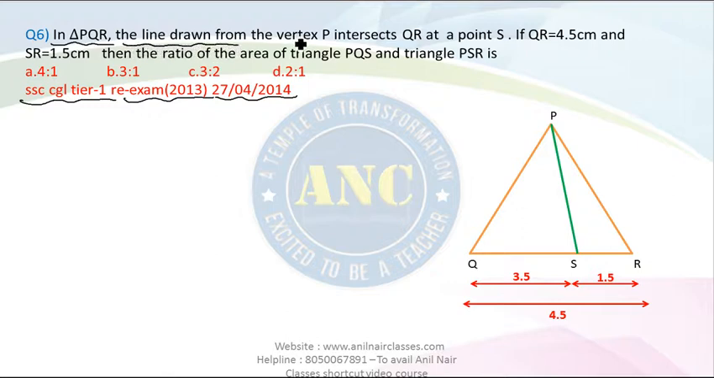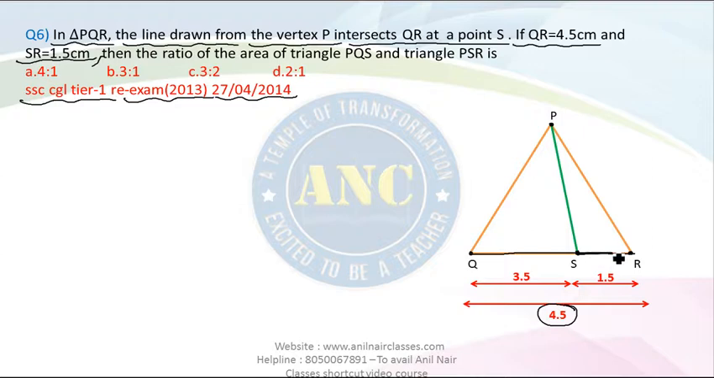The line drawn from vertex P intersects QR at point S. I am drawing a line from vertex P. This particular line will intersect this particular line called QR at a point called S. Okay, that is the meaning. I understood it. If QR is 4.5 centimeters, the entire distance from Q to R, it is given in the question as 4.5 centimeters, and SR is 1.5 centimeters.